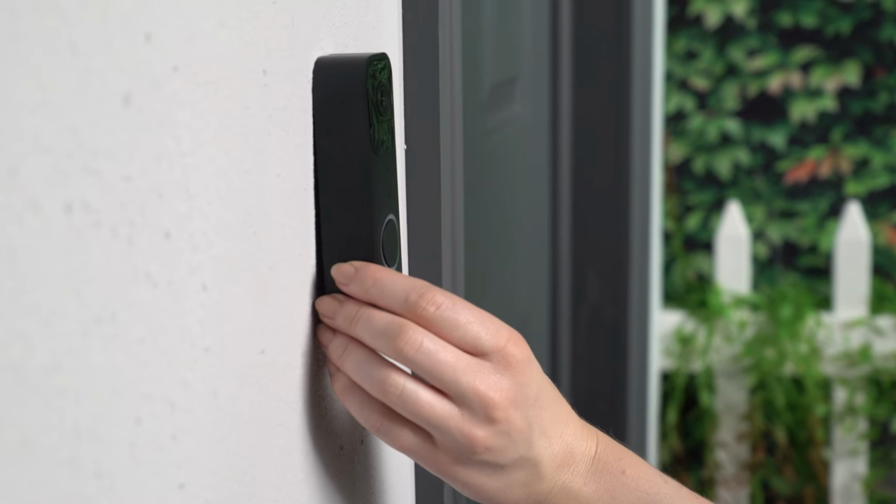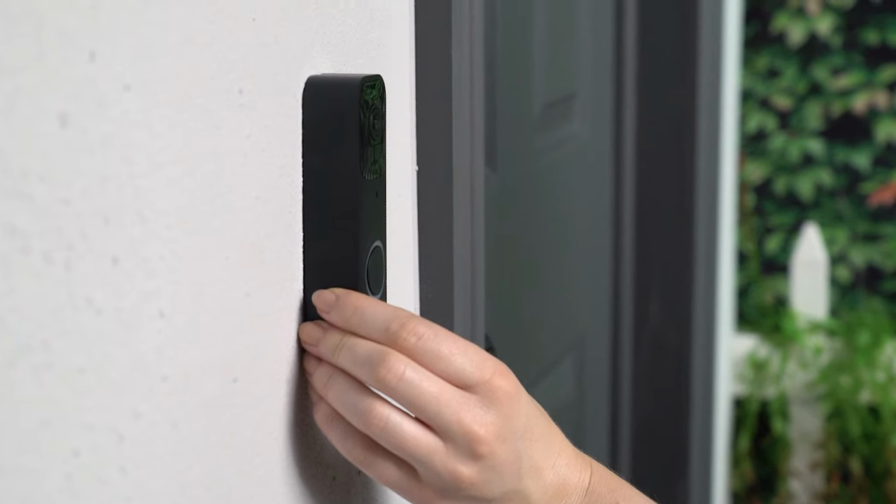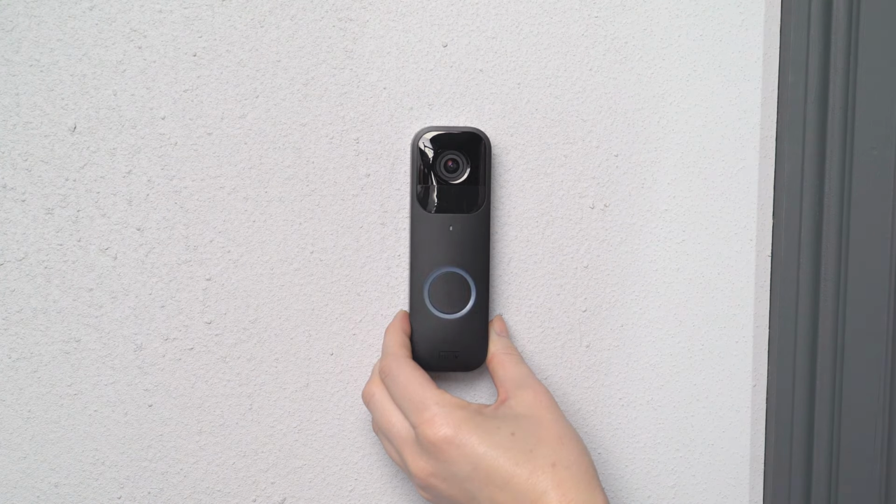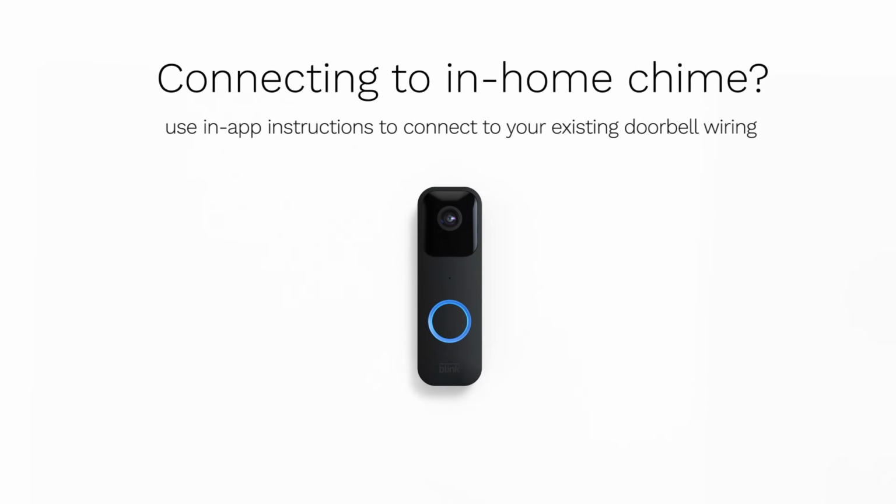Decide where you'd like to place your video doorbell. If you want your video doorbell to sound your in-home chime, review the in-app instructions to connect it to your existing doorbell wiring before mounting your device.